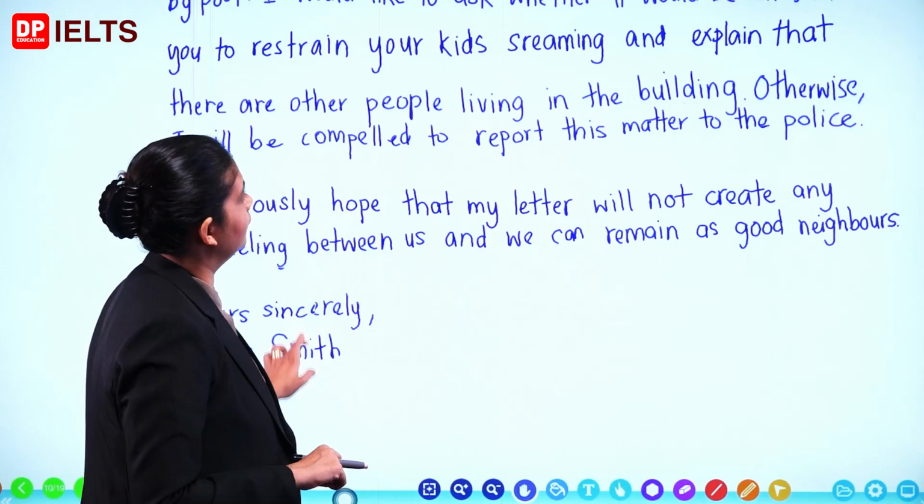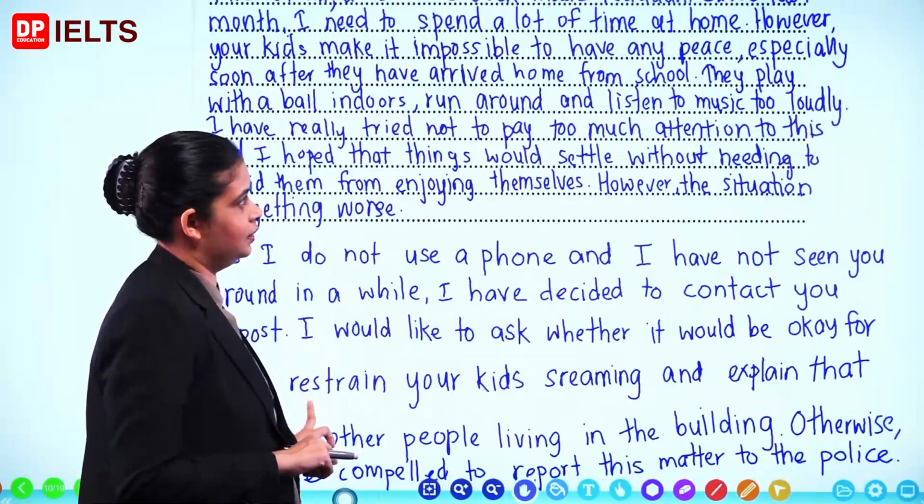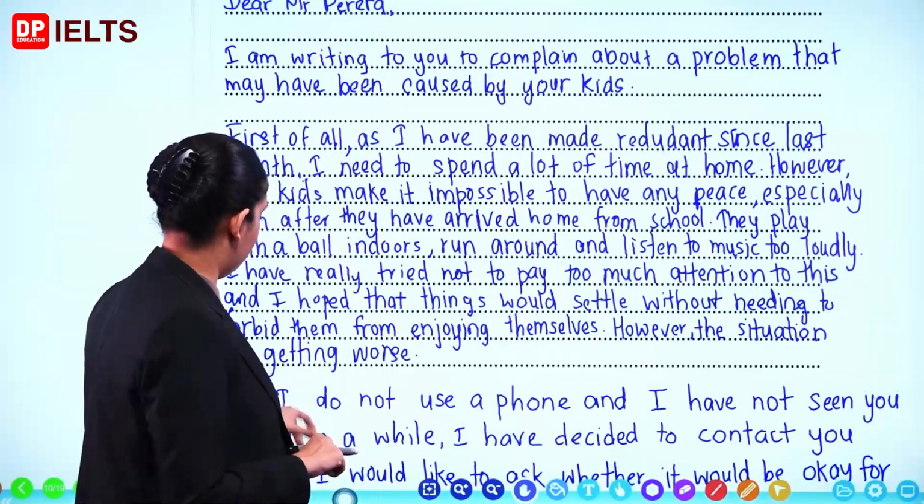All right, so here we are with the letter. ඉතින් සාමාන්‍ය complaining letter එකක් හැටියට තමයි ලියලා තියෙන්නේ.